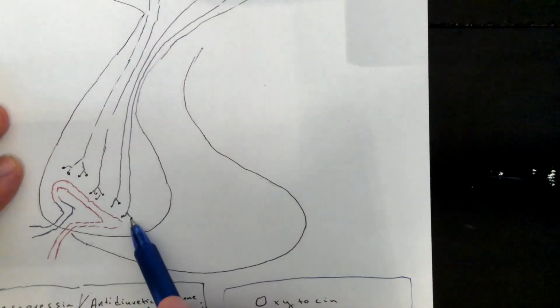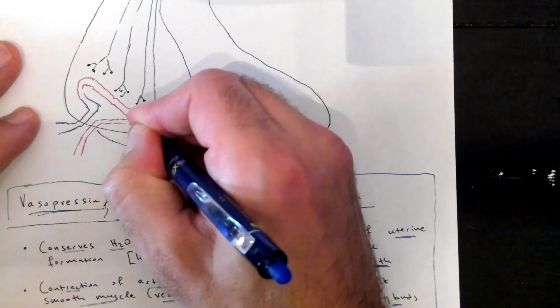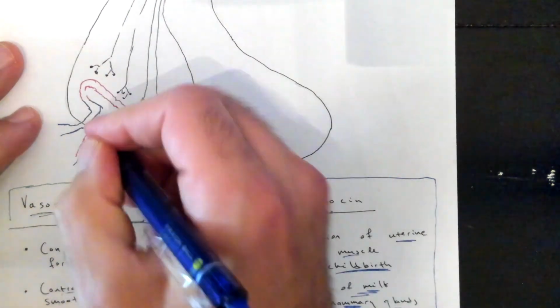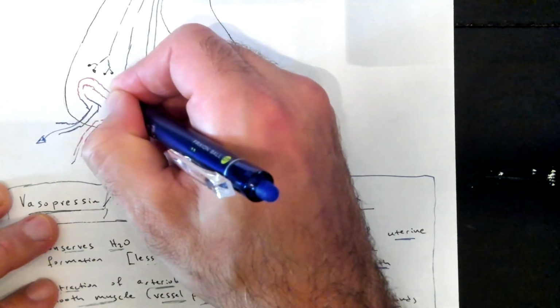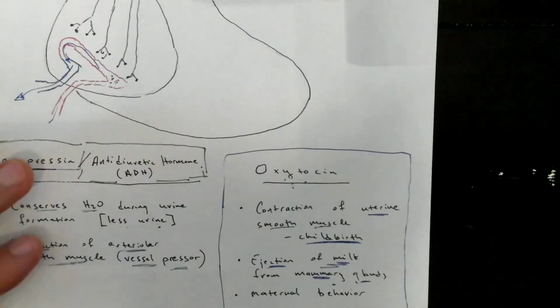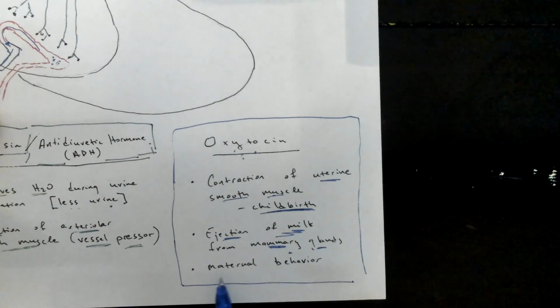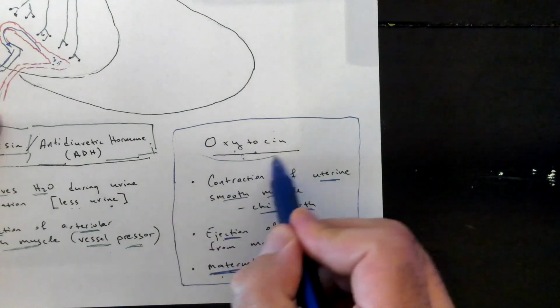That's being made up here in the hypothalamus, brought down here to the posterior pituitary. And then it goes into the bloodstream to eventually target the mammary glands, all the way to the mammary glands. And that's going to cause more ejection of milk, more production of milk with prolactin. And the third one that's very interesting is maternal behavior. In other words, you have that mom-child bonding that takes place due to the production of oxytocin.